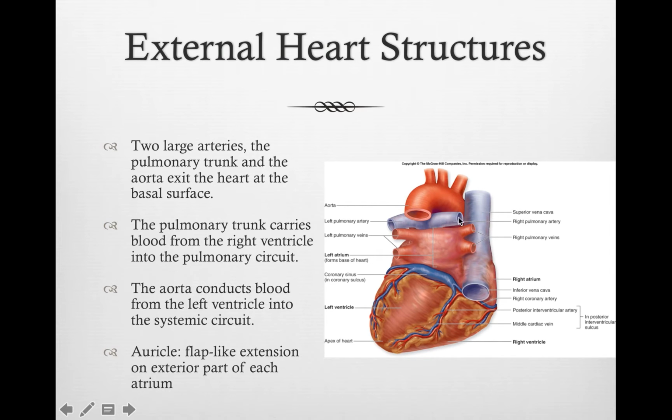But we do see the right and left pulmonary arteries here that branch off of the pulmonary trunk, as well as the aorta here, which is going to exit the heart at the basal surface and pump blood ultimately throughout all the systems of the body. Now the pulmonary trunk is going to carry oxygen-poor blood from the right ventricle into the pulmonary circuit for reoxygenation, whereas the aorta is going to conduct highly oxygenated blood, or high O2 content blood, out to the systemic circuits, out to the rest of the body overall.